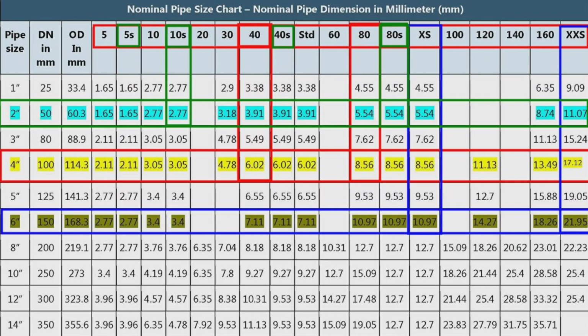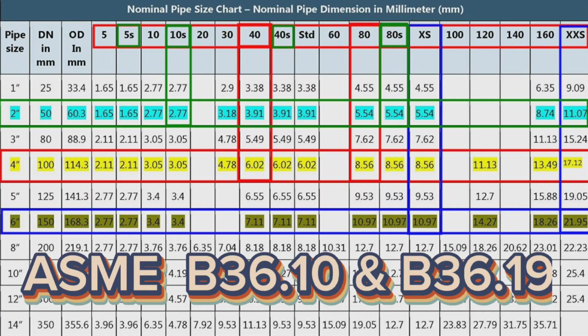This table summarizes the available schedule numbers for carbon steel and stainless steel pipe based on ASME B36.10 and B36.19. We learned that as the schedule number of the pipe increases, so does its wall thickness.